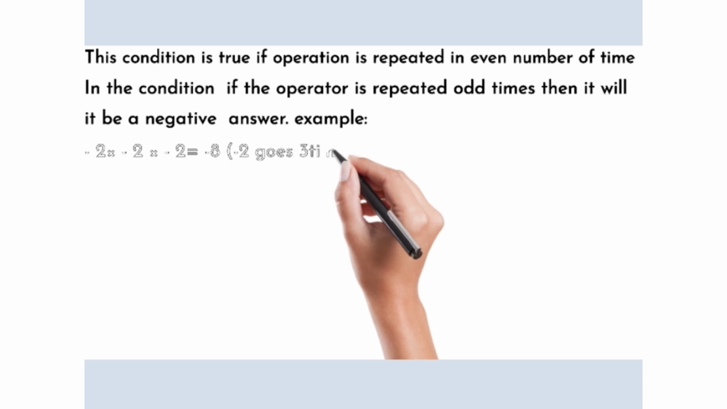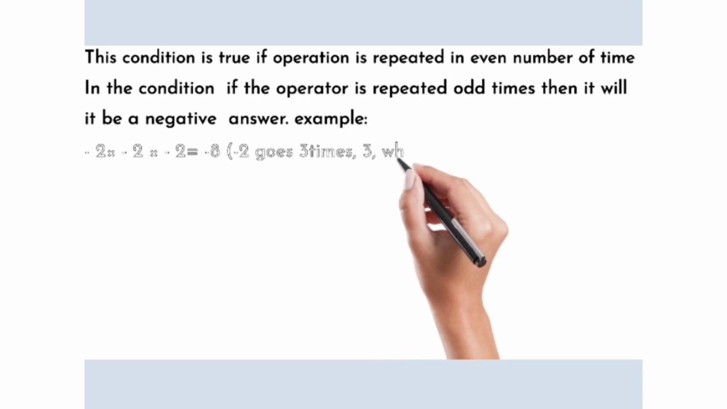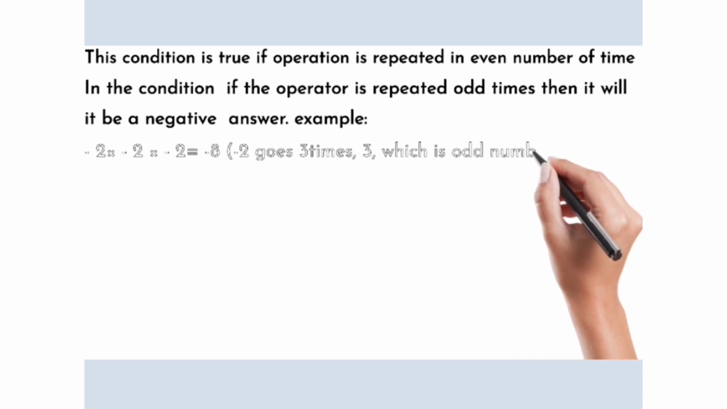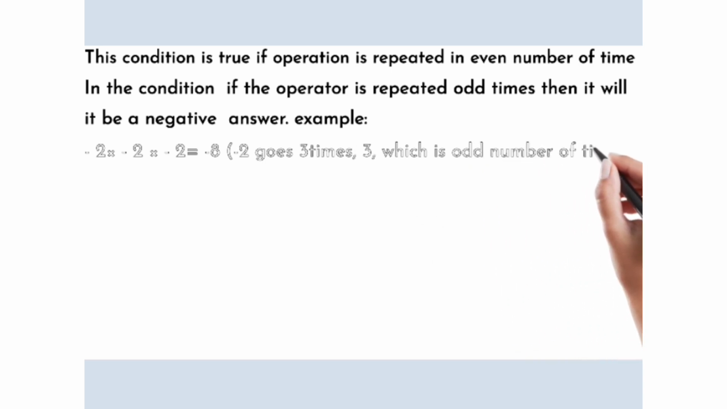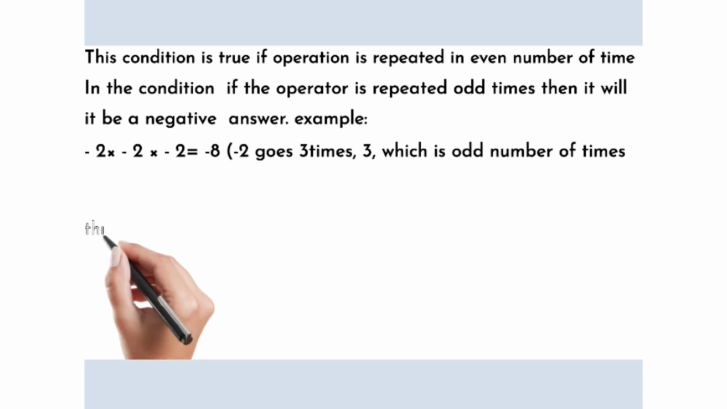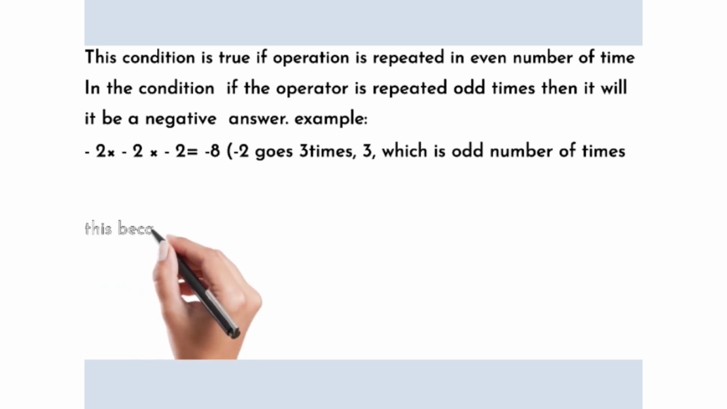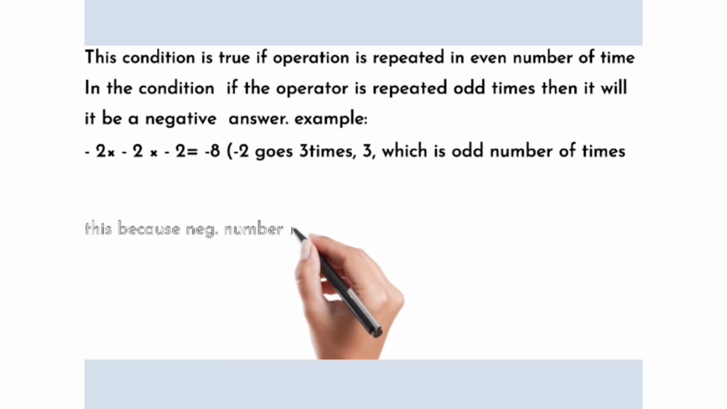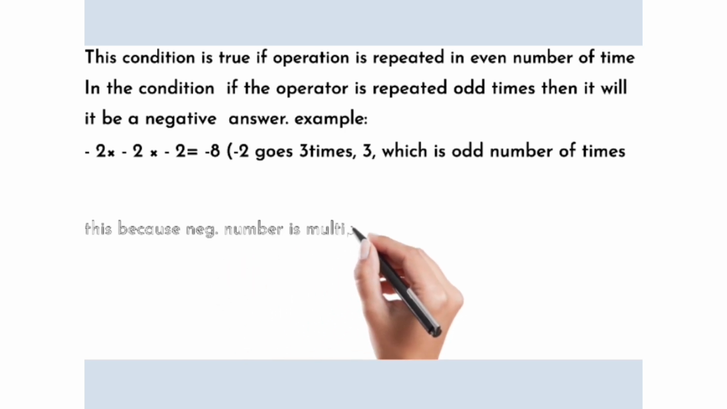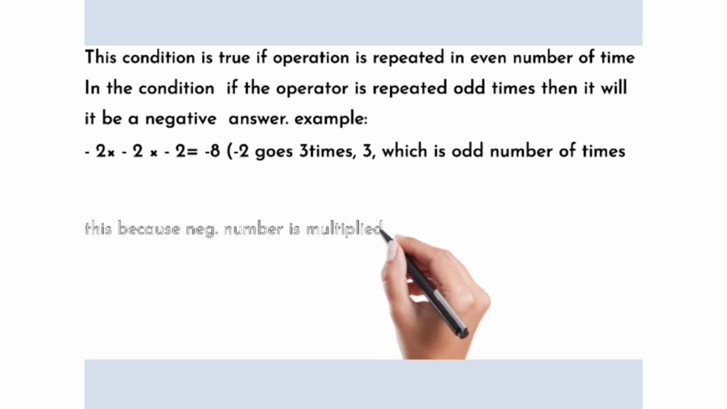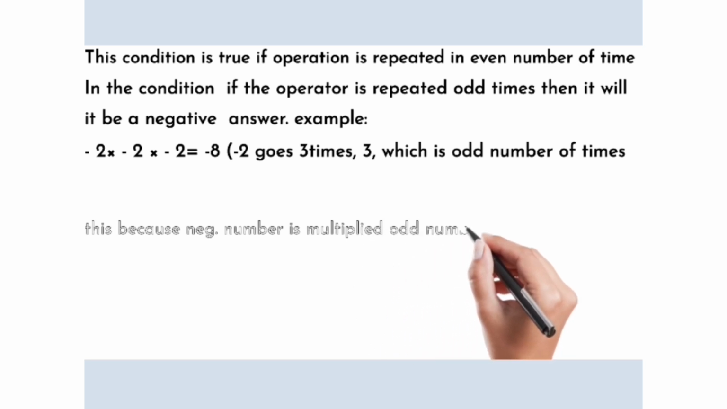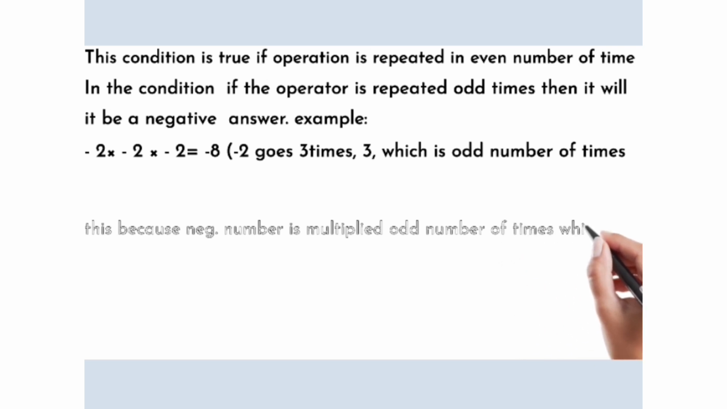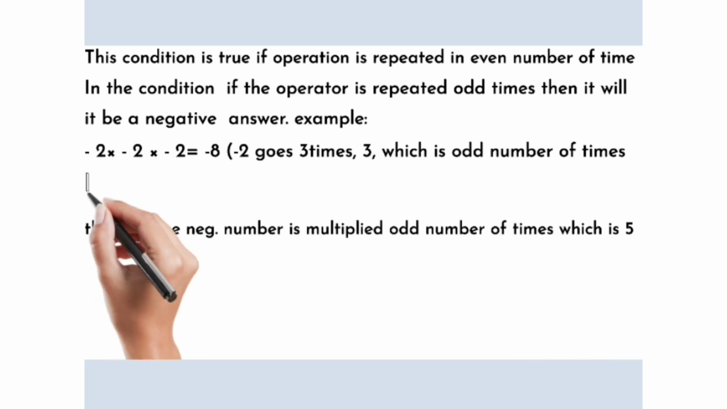I said in my bracket, minus 2 goes 3 times. 3 is an odd number, and that makes the answer a negative answer. This is because a negative number is multiplied an odd number of times. I'm going to give you another example now.